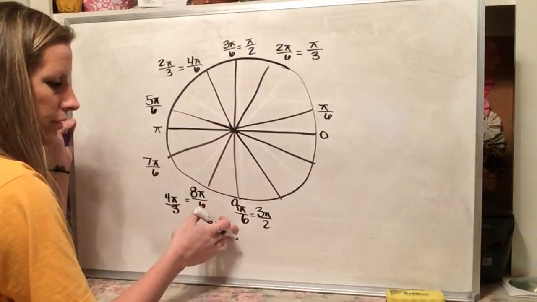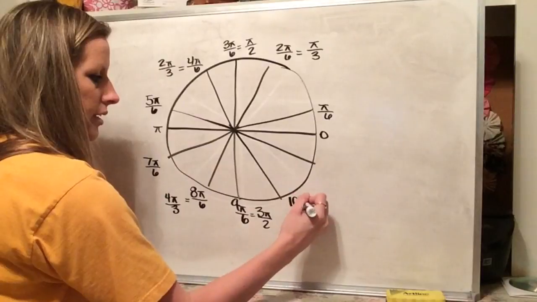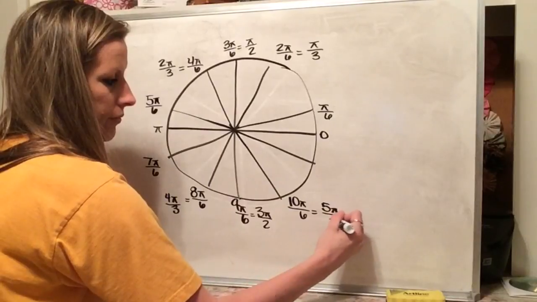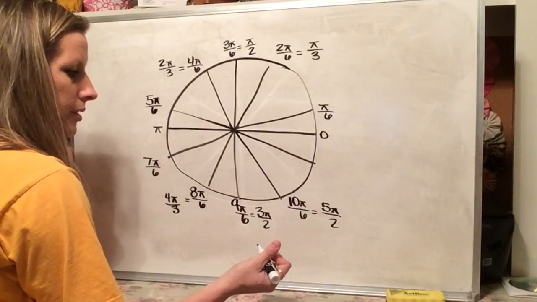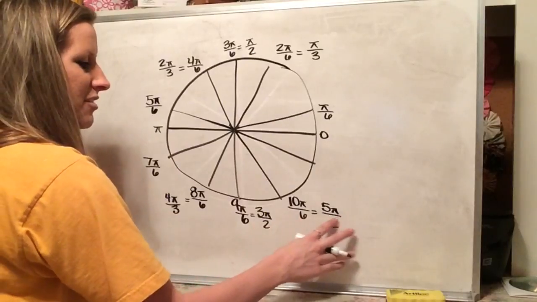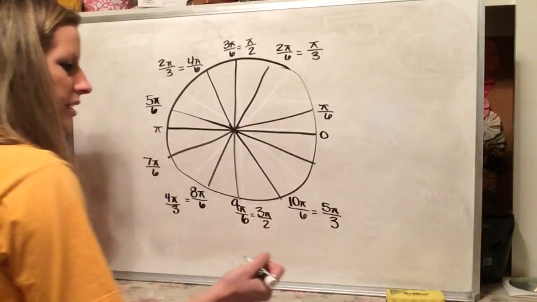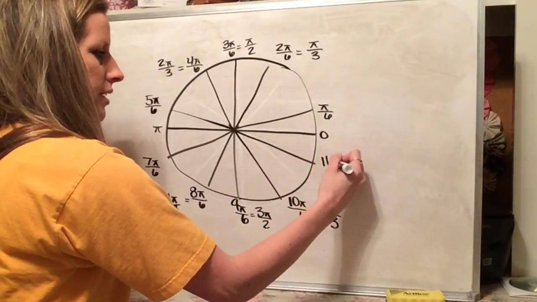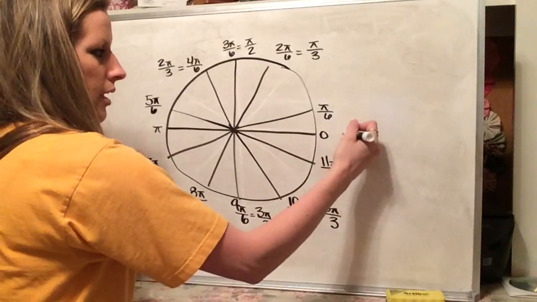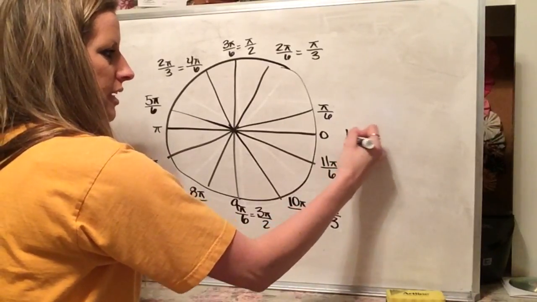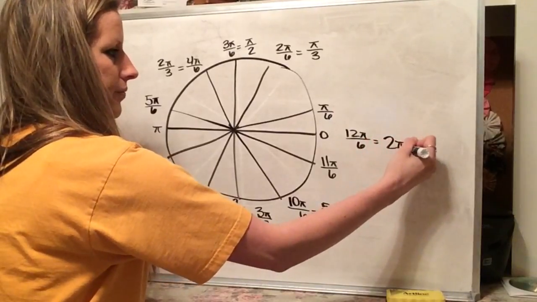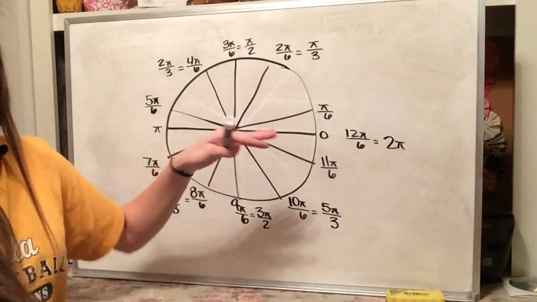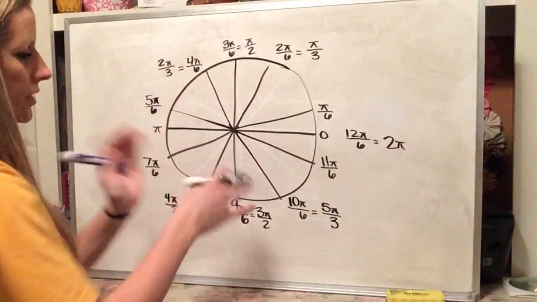So we have 9 pi over 6. The next one will be 10 pi over 6. That'll reduce to 5/2. Okay. No, it's 5/3. I'm so sorry. I'm losing it. Yeah, it's 5 pi over 3. I'm sorry. And the next one would be 11 pi over 6. That won't reduce. And then the last one is 12 pi over 6. It'll reduce to 2 pi. Okay, so it's not as bad as it looks if you think about it in sections. 1, 2, 3, 4, 5, 6, and so on.